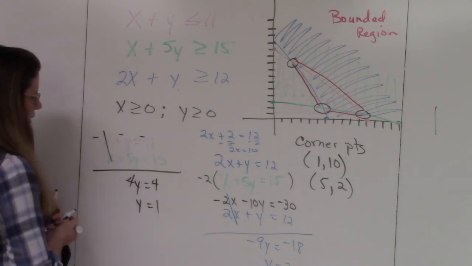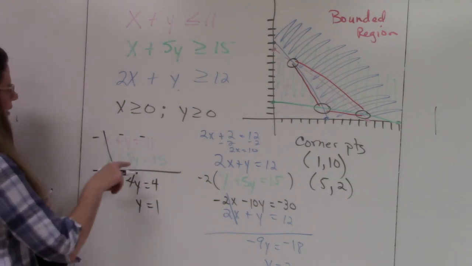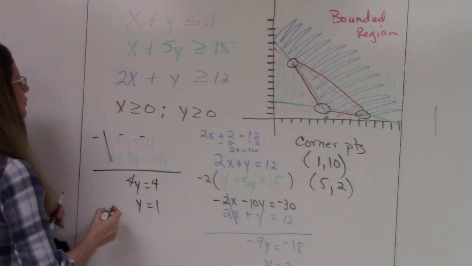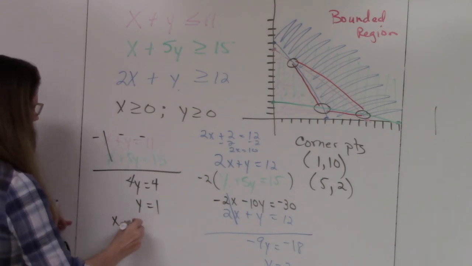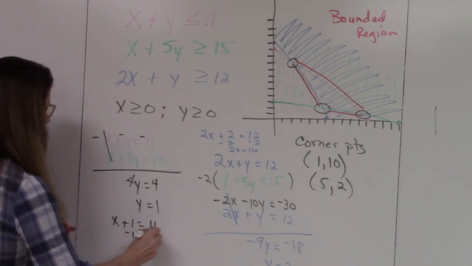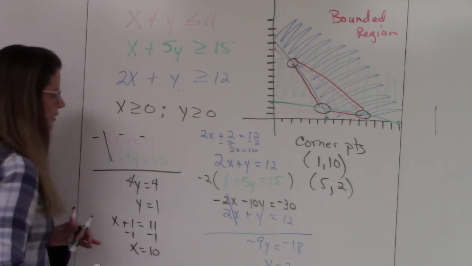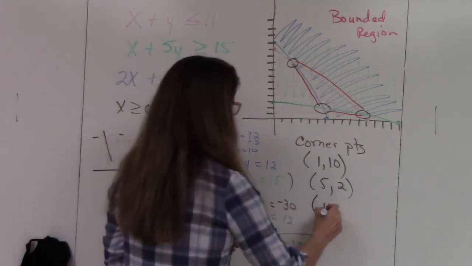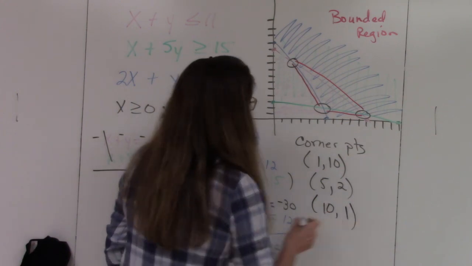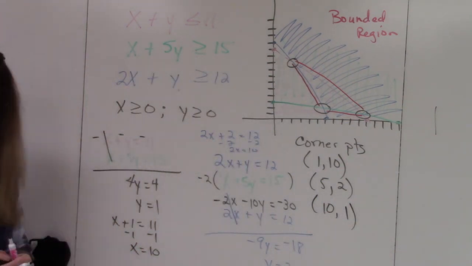So y equals 1. Now I'm going to plug it back into the original, either original. So I have x plus 1 equals 11, minus 1, so x equals 10. So with this one, my x is 10 and my y is 1. So those are the 3 corner points.